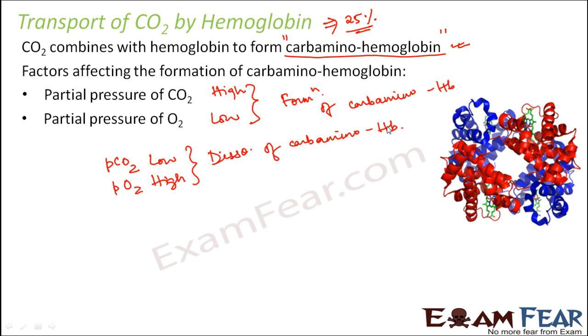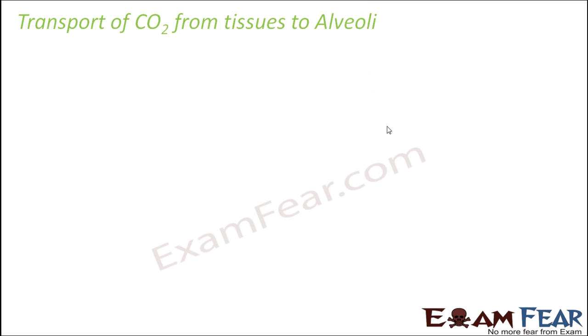So I hope you now understood how it is carried. Again, wherever the carbaminohemoglobin is formed, it will be carried in that form, and wherever carbon dioxide has to be released, the carbaminohemoglobin will get dissociated to release carbon dioxide. So let us quickly look at the transport of carbon dioxide from tissues to alveoli. It is just the opposite path as compared to oxygen. So let us see how the transport of carbon dioxide takes place. Now this will take place from the tissues to the alveoli.